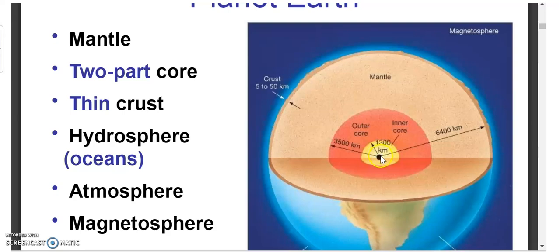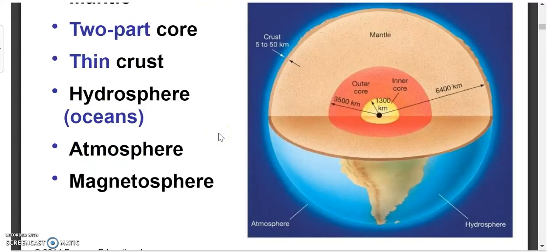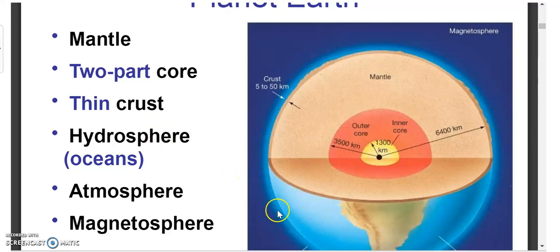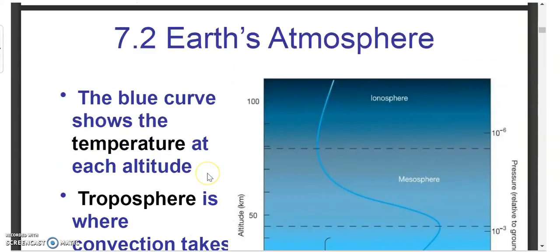The distance from the center of the planet to the surface varies a little bit, but is roughly 6,400 kilometers. All right, so that's important to know. Of course, the hydrosphere is the oceans. The atmosphere is just above that, and then the magnetosphere, which really starts here in the core, goes way out into space. All right, so we'll talk about that a little bit.